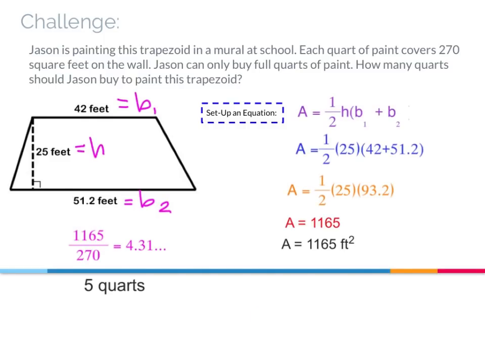How did you do? So first you need to find the area of this trapezoid, and the area came out to be 1,165 feet squared. From there, you needed to divide the area by 270 to find out how many quarts of paint we need. So it came out to be 4.31, and it went on and on. So we needed to round that up since Jason can only buy full quarts of paint. So the final answer came out to be 5 quarts.